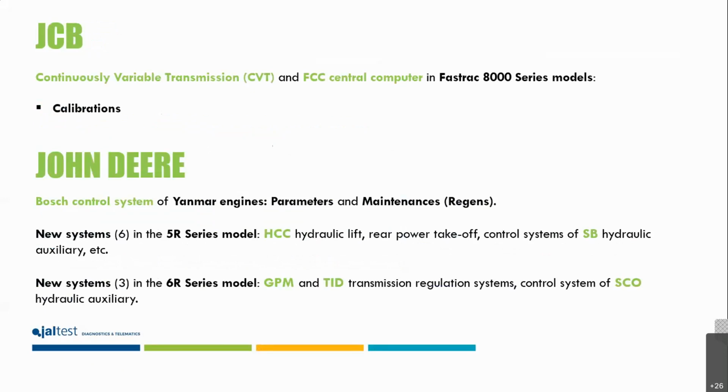In JCB, we can find new calibrations for the models included in the Fastrac 8000 series. And in John Deere, very important, the maintenance controls in machinery with Yanmar engines, like for instance the regeneration of the DPF filter. Also, the coverage in John Deere improves with the addition of new hydraulic and transmission modules in the 5R and 6R models.